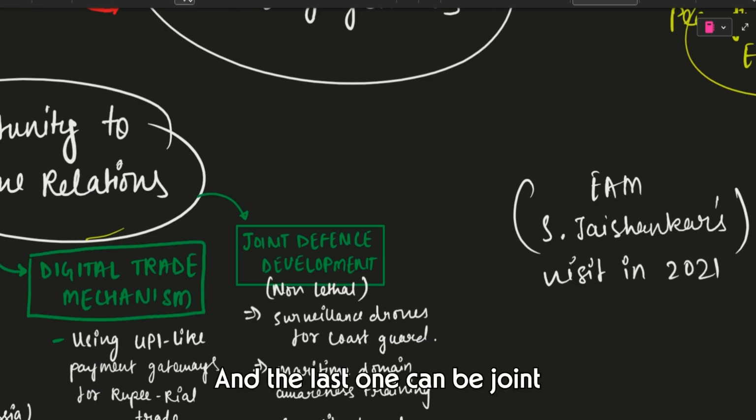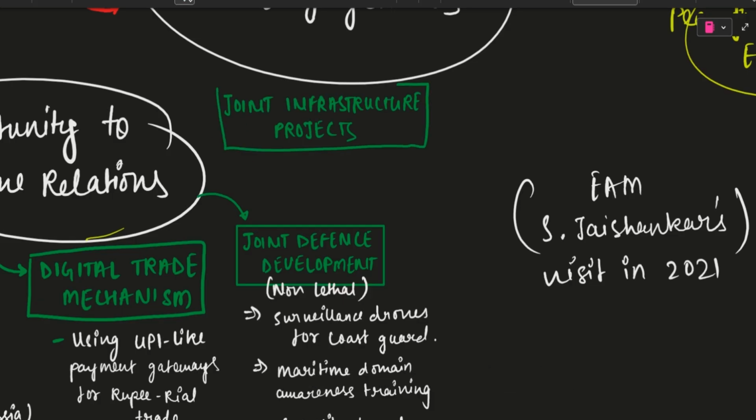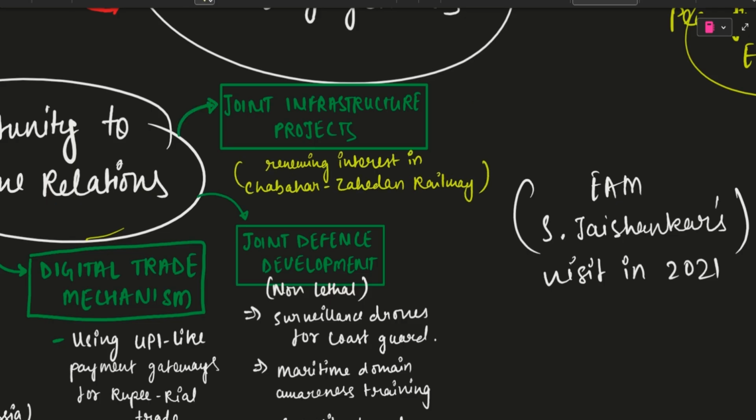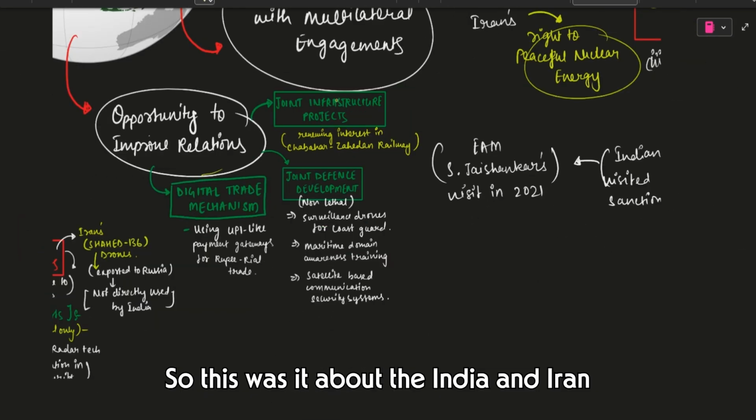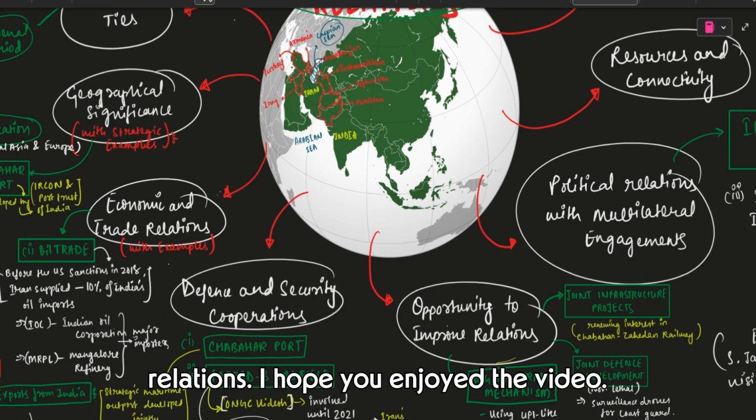And the last one can be joint infrastructure projects, like renewing the Indian interest in the Chabahar-Zahedan Railway. So this was it about the India and Iran relations. I hope you enjoyed the video.